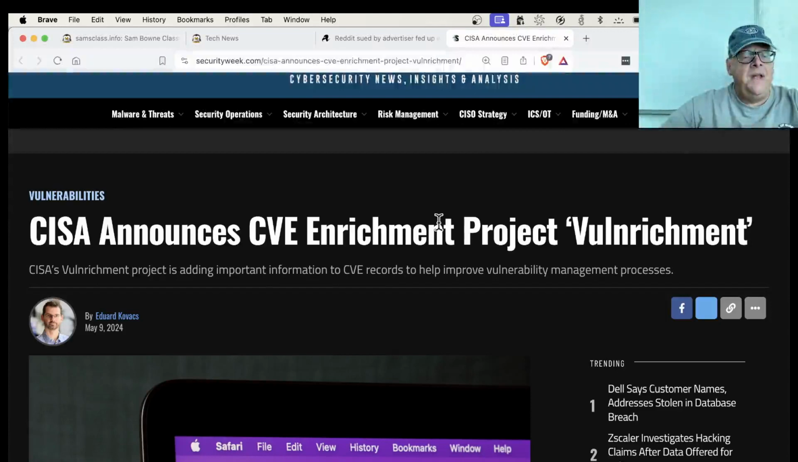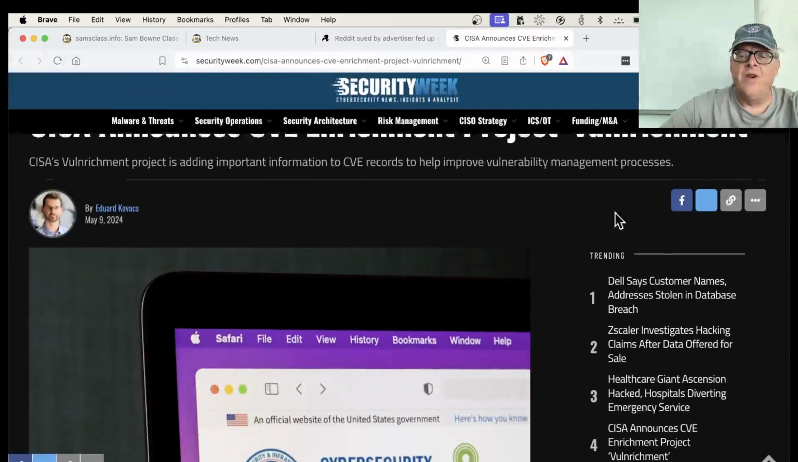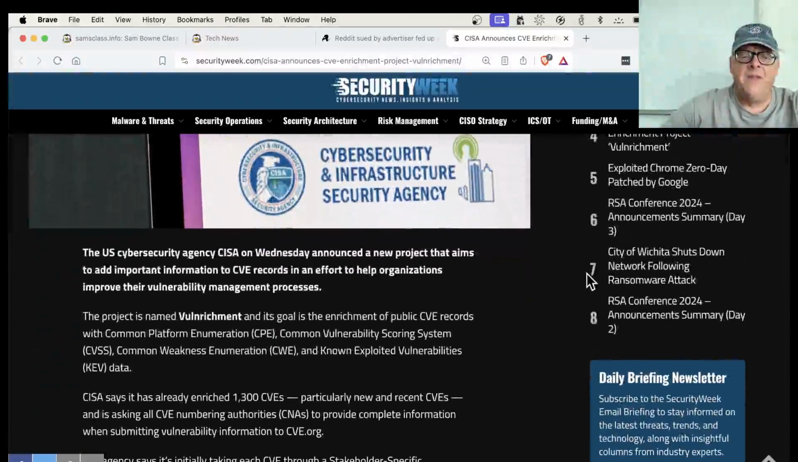So the U.S. NIST, which is the government agency that maintains the CVE list, has been failing for more than 2 months to update it with essential information like what products are affected by the vulnerabilities. And so CISA has an enrichment project to try to improve this called Vulnrichment. So this is important. CISA is very good.